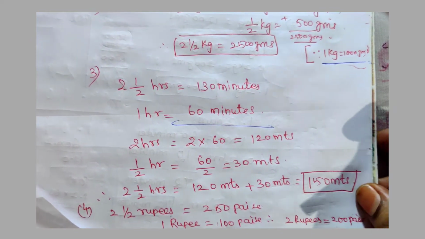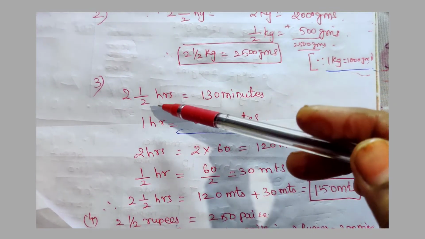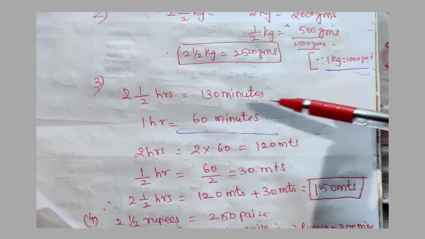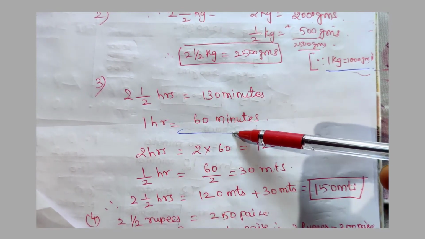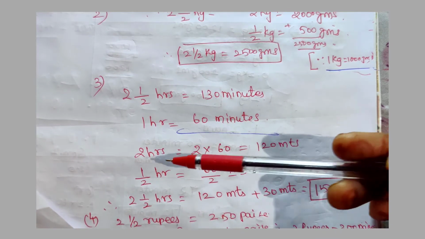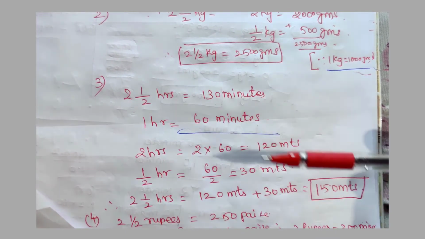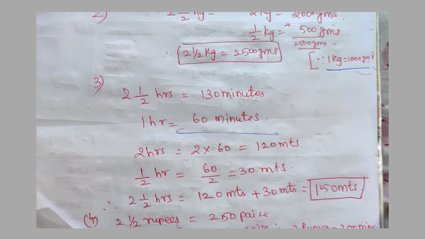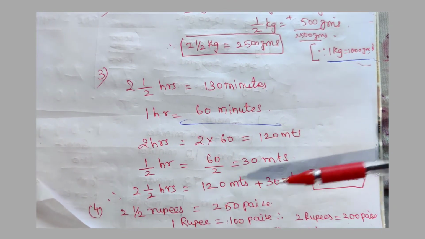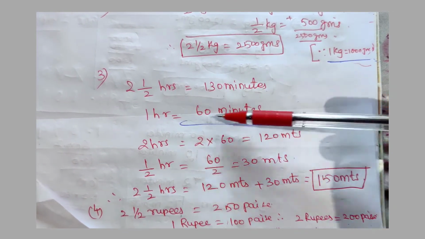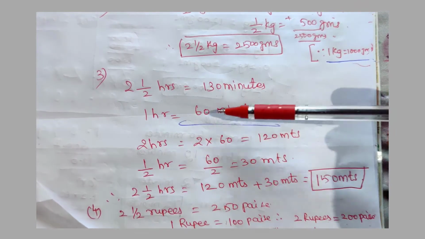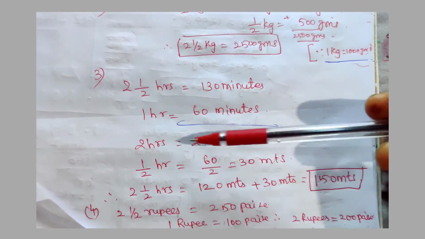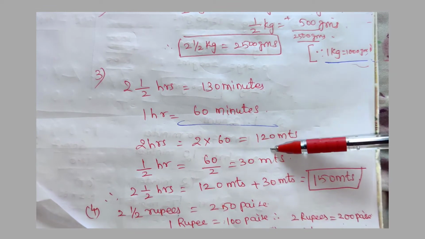Let me explain how. What they have given, 2.5 hours is 130 minutes. 1 hour is how many minutes? 60 minutes. Then half an hour is how many minutes? 30 minutes. So 2.5 hours means 2 hours plus half an hour. 1 hour is 60 minutes, so 2 hours means 2 into 60, 120 minutes.